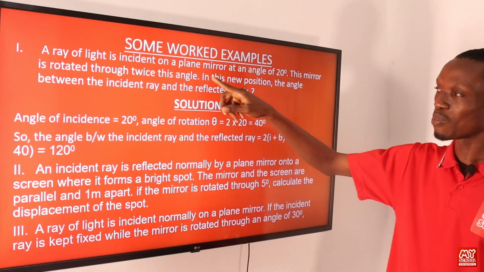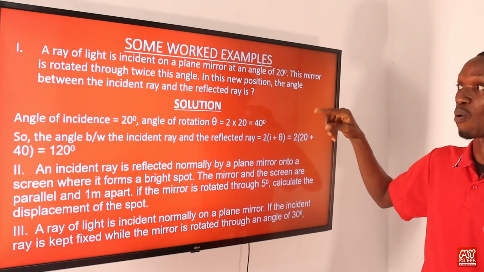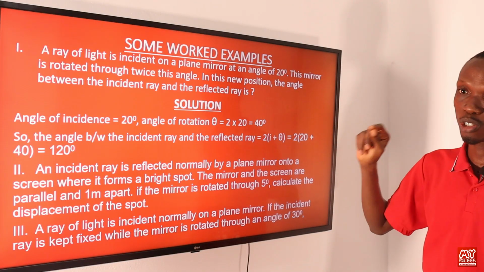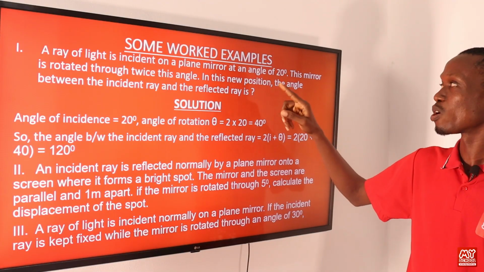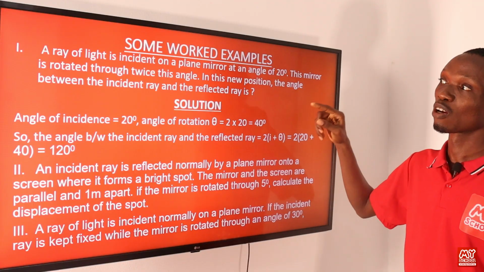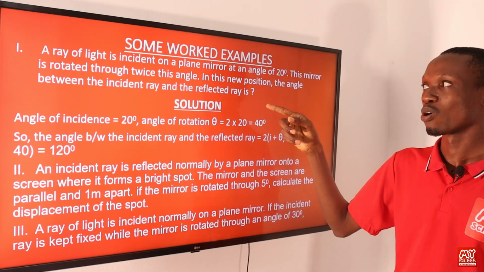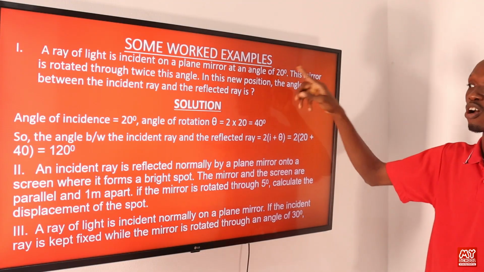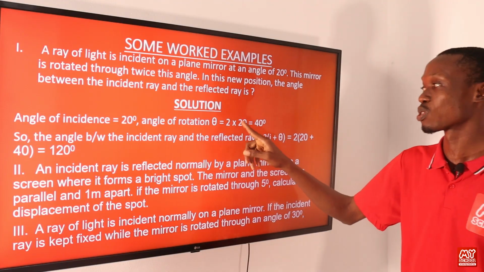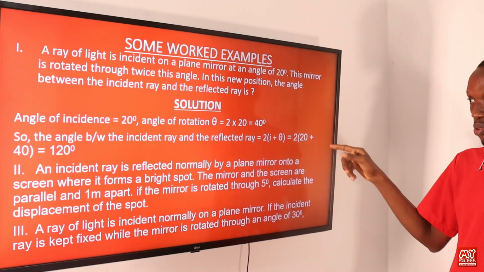Okay, so from here we can actually get our angle of rotation, because our angle of rotation is not given to us, but the angle of incidence was given. But we are told that the mirror is rotated through twice this angle. So from here, we just know that the angle of rotation is 2 times 20, which is 40 degrees, right?